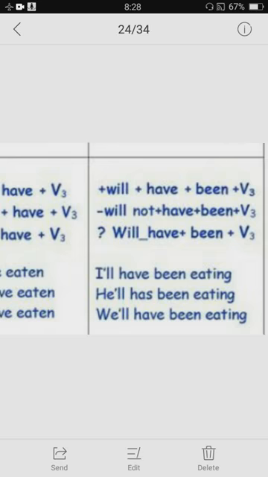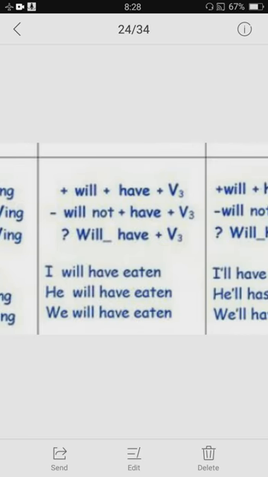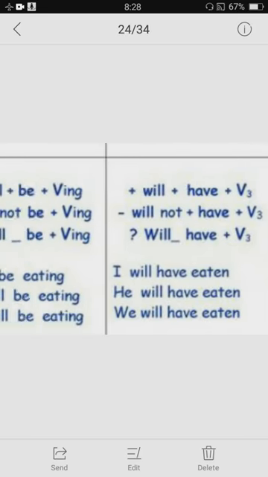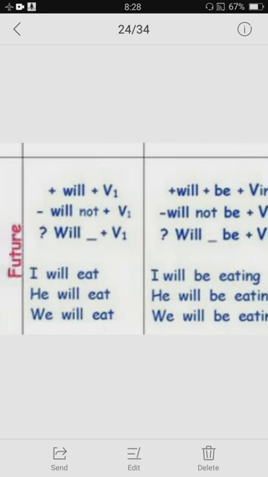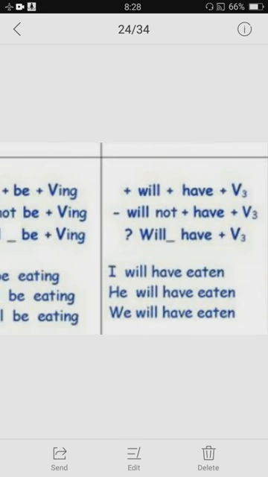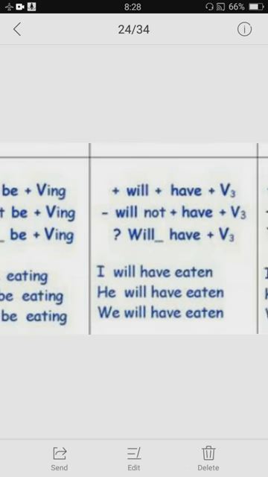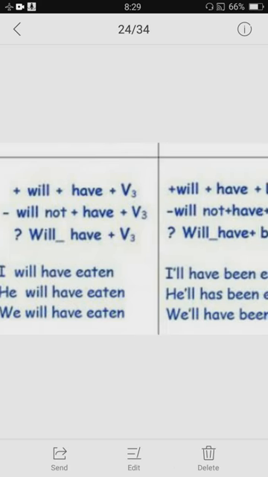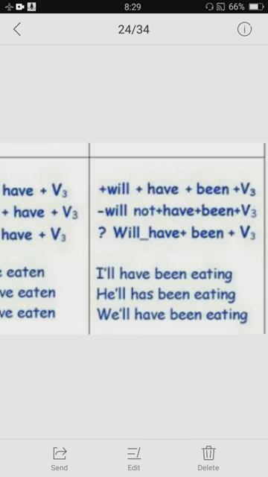So if you translate these, as I told you, again I am telling, I will eat, मैं खाऊंगा. I will be eating, मैं खा रहा हूँगा. I will have eaten, मैंने खा लिया होगा. He will have eaten, उसने खा लिया होगा. I will have been eating, मैं खा रहा हूँगा.